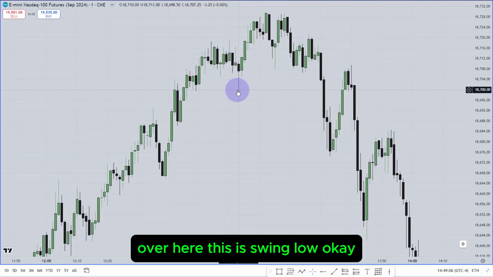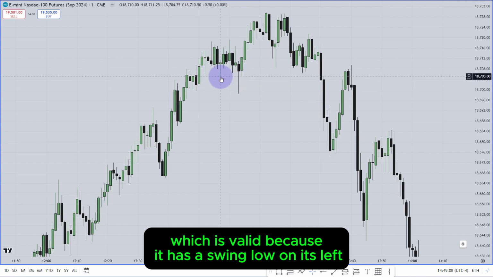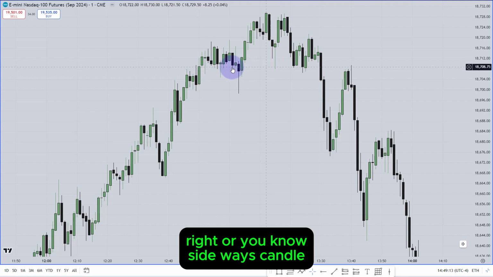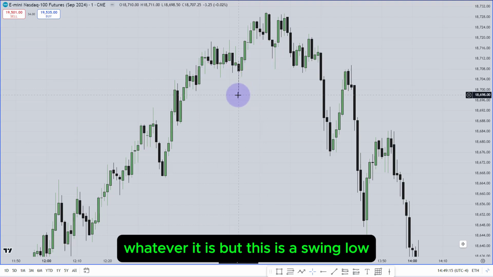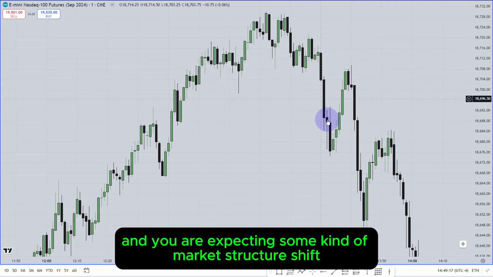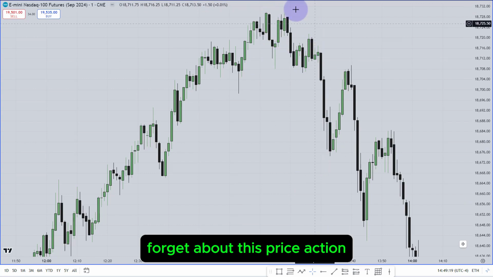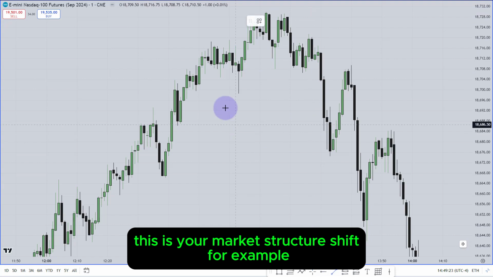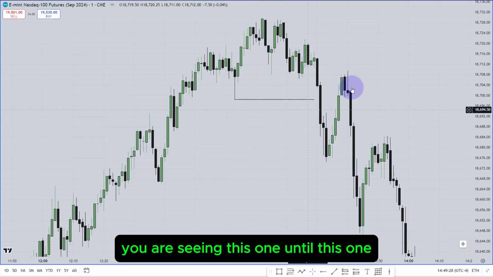Over here, this is a swing low which is valid because it has a swing low on its left, and a swing low on its right, or the sideways candles, whatever it is. You are expecting some kind of market structure shift. Forget about this price action. After taking the liquidity, maybe this is your market structure shift around that area. You are seeing this one.